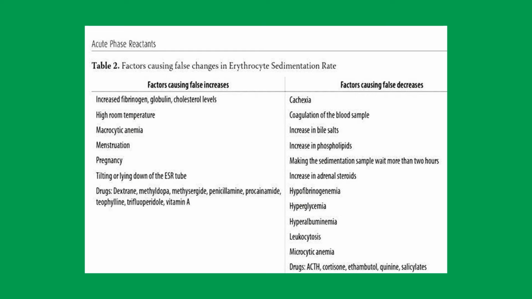It can also decrease falsely during episodes of cachexia, when the blood sample is coagulated, any increase in your bile salts, phospholipids, or if you wait for more than 2 hours. So take note, we cannot trust the value of ESR if the tube was left for more than 2 hours. Other causes include an increase in adrenal steroids, hypofibrinogenemia, episodes of hyperglycemia, hyperalbuminemia, leukocytosis, microcytic anemia, and ACTH, quinine, and salicylates.